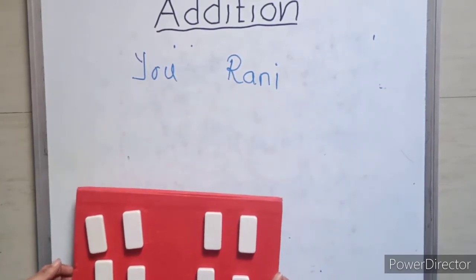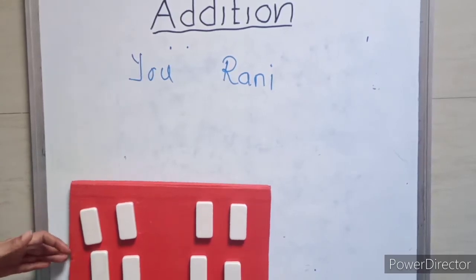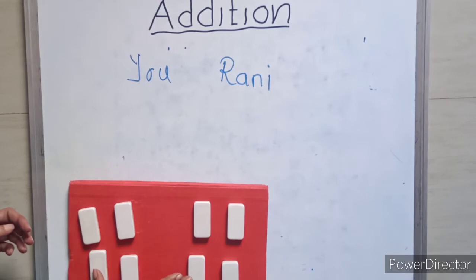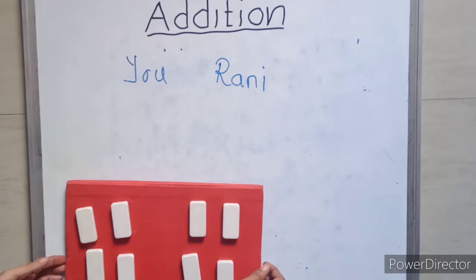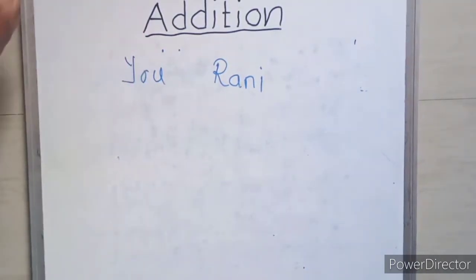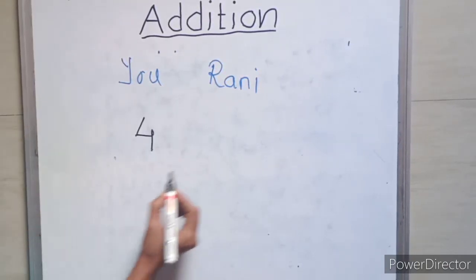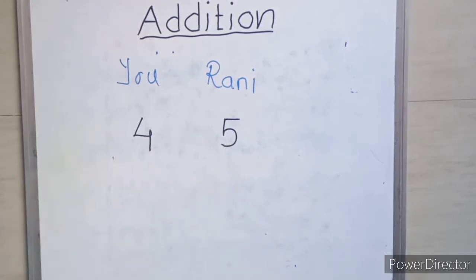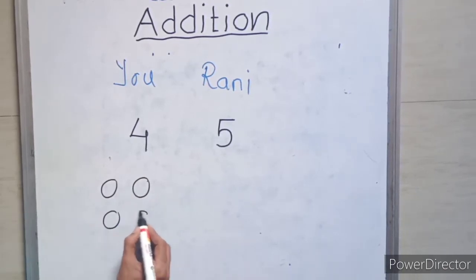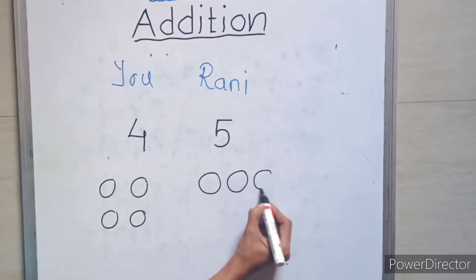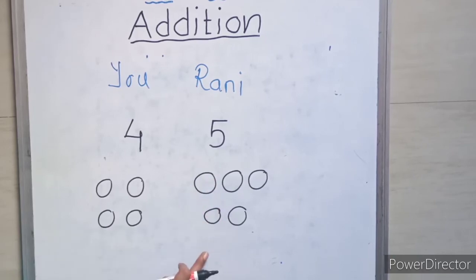Addition is when you put together 2 or more numbers to find the total amount. What I said? Addition means when you put 2 numbers together to find the amount, which is called the sum. We will see here. So, you would like to add, here are your 4 cookies and here are Rani's 5 cookies. So, you have to add this. How? Here is 4 and here 5. These are your 4 cookies and these are Rani's 5 cookies.